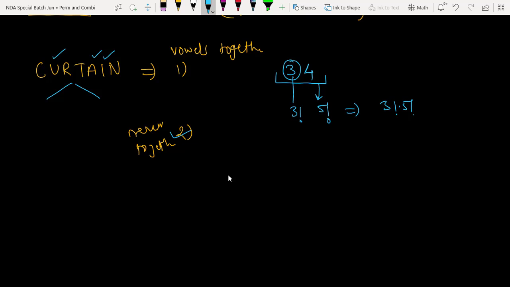Never together means I will arrange the consonants first. Vowels are said to be never together, so first fix the non-vowels. How many non-vowels are there? 4. So 4 can be arranged in how many ways? 4 factorial. Because of 4, how many vacant places? 5. So the first vowel has how many options? 5. The second vowel? 4. The third vowel? 3. This is my answer. How simple it is. Get it? Very simple. Is this okay? Yes, sir, got it.